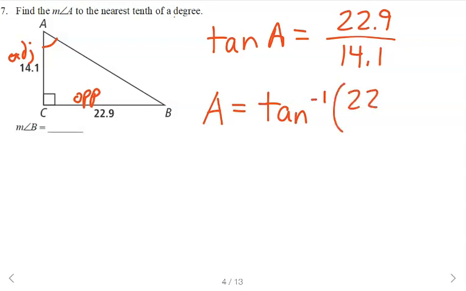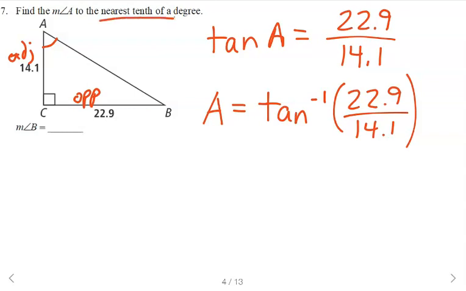So do inverse tangent, second or shift tangent. And so make sure you're in parentheses. Most of your calculators will force you into parentheses there. But if not, put parentheses around the 22.9 divided by 14.1.